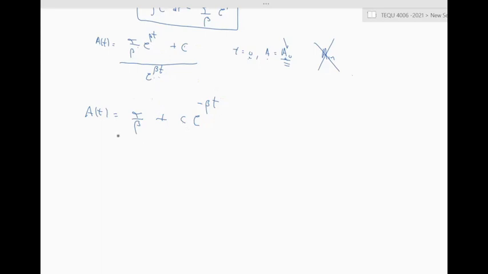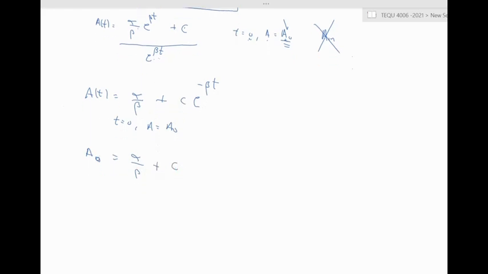Now, the initial condition is at time equals 0, a equal a0. If I substitute this here, I end up having a0 equal alpha beta. At t0, this part is gone, so you end up plus c. Meaning, finally, that c is a0 minus alpha beta. Meaning that through this technique of integration factor, a is alpha beta plus c, but c is a0 minus alpha beta, e to the minus beta t.